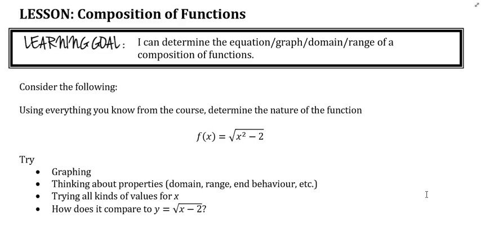Okay, so we have a different kind of function here, the square root of x squared minus 2. There are a few things you could try to think about the nature of it. You could try graphing it. If you were going to graph it, you'd have to come up with different values of x. And maybe think about the properties, the domain, the range. The domain is going to be a big one. How does it compare to y equals the square root of x minus 2?